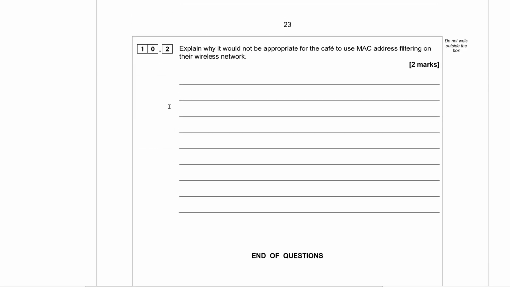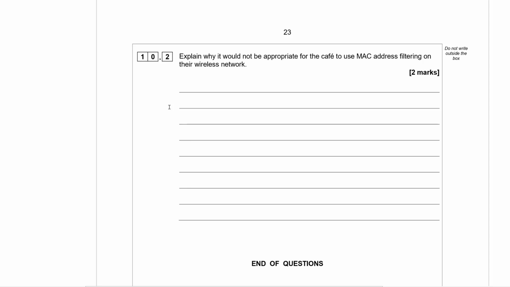Okay, and the final question, which is always a nice feeling. Well, it's usually a nice feeling if you are good for time. So explain why it would not be appropriate for the cafe to use MAC address filtering on their wireless network.